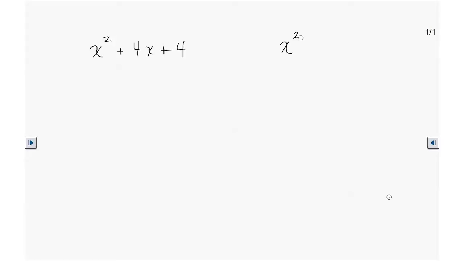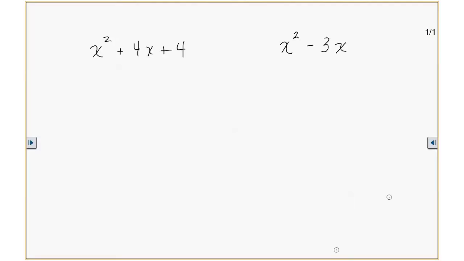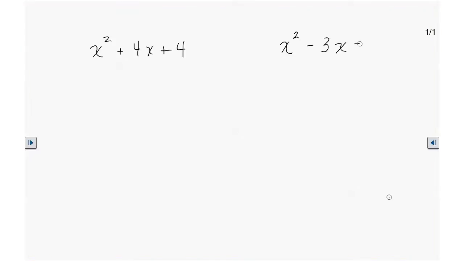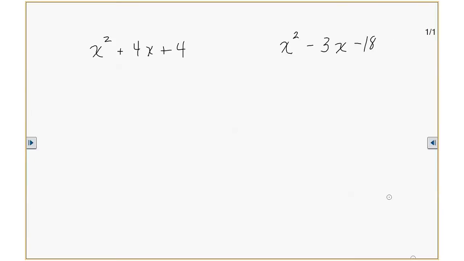x squared minus 3x minus 8, let's see, minus 18, you factor that. Basic factoring. Now when you're doing this basic factoring, you should be done probably in a minute, 30 seconds for each one. If it takes you like 2 or 3 hours, then you need to review a little bit.